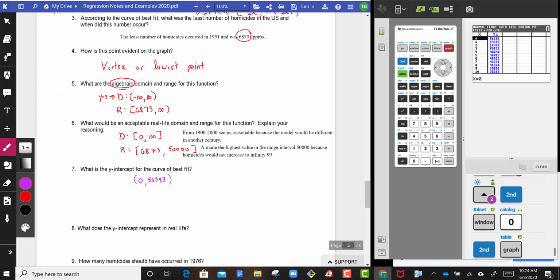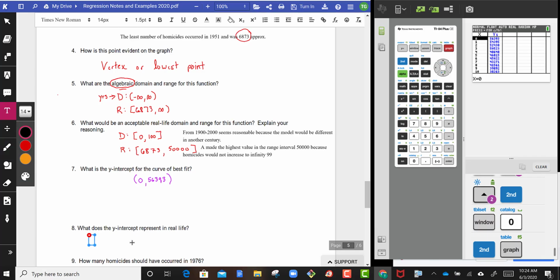Number 8, what does the y-intercept represent in real life? Keep in mind the year 0 represents 1900, so in the year 1900 there were 56,393 homicides according to the model.